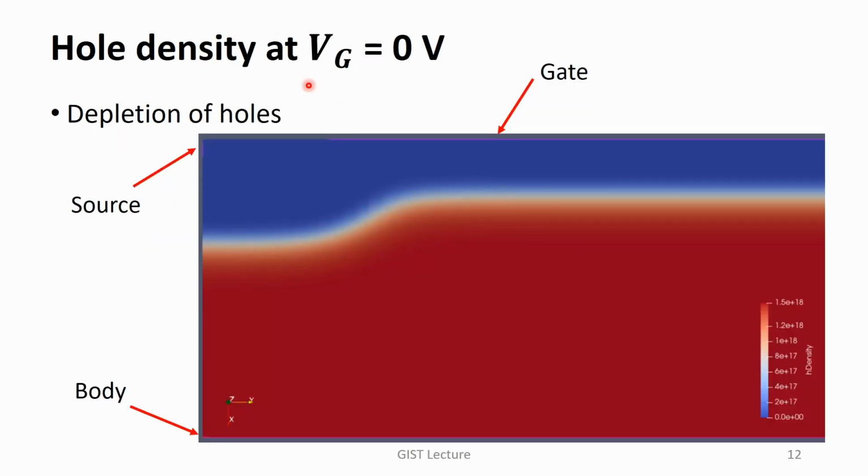The hole density at the 0 gate voltage is shown in this slide. The red color represents the hole density close to the p-type doping density. We can clearly see the depletion layer at Vg equal to 0 volt.